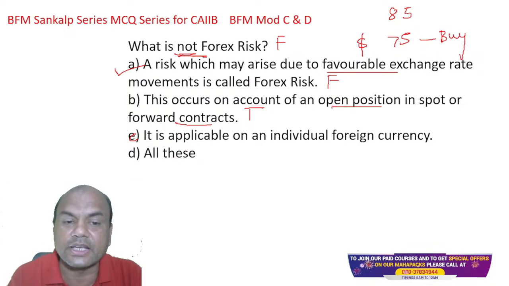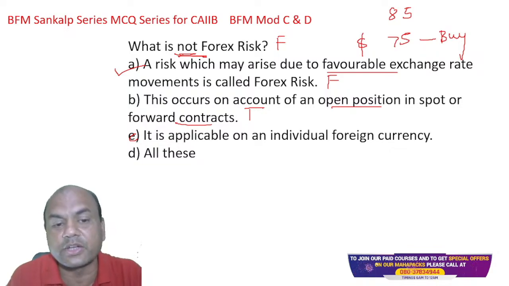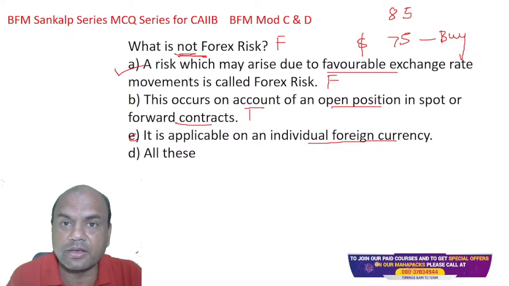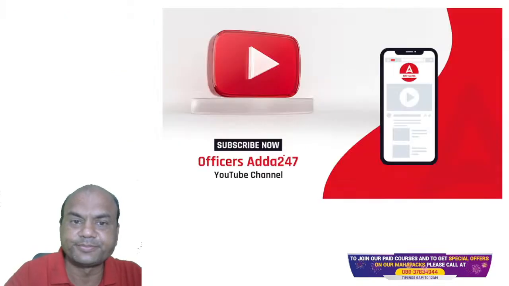Now, just for checking, as we are in study mode, it is applicable to individual foreign currency. That is also true. Individual foreign currency means the same logic. I bought a dollar at 75 rupees and now it is 70. Then it is applicable, right? So this is true.